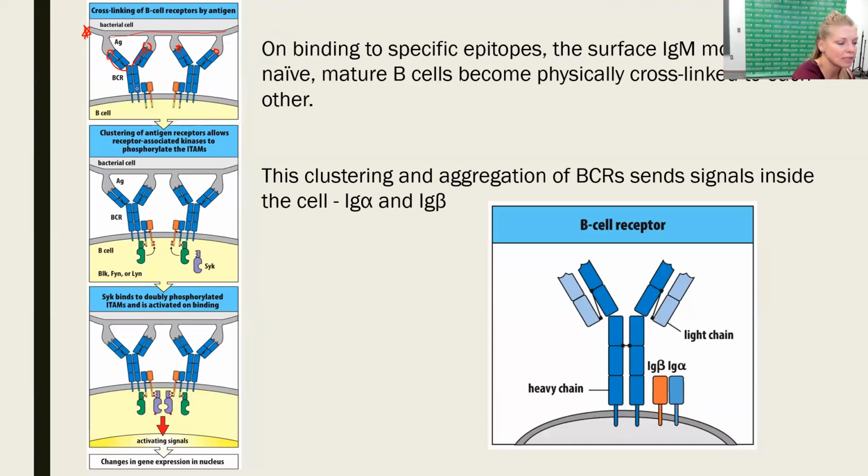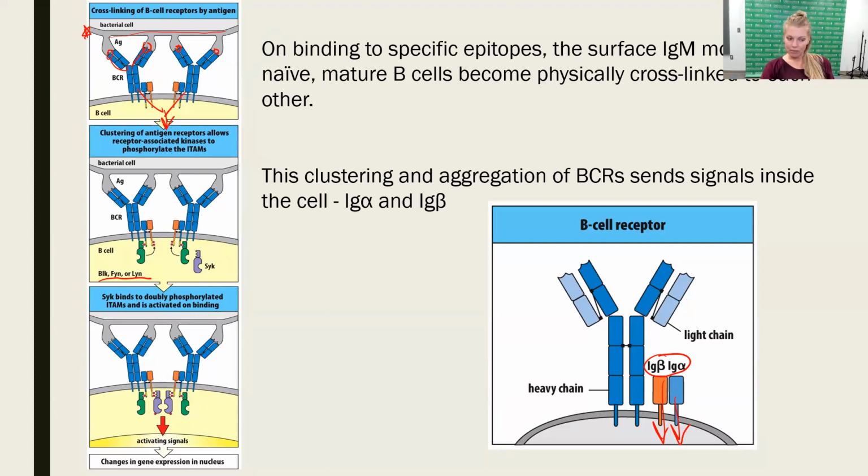When this cross-linking happens, the signal is sent down through the cytoplasm of the B cell, which will turn on transcription factors so that other proteins can be made that will signal the B cell to become activated. And so this clustering, this aggregation, this cross-linking of B cell receptors is needed in order for Ig alpha and Ig beta to send the signals down through the cytoplasm. This is how the signaling cascade is started when that cross-linking happens.